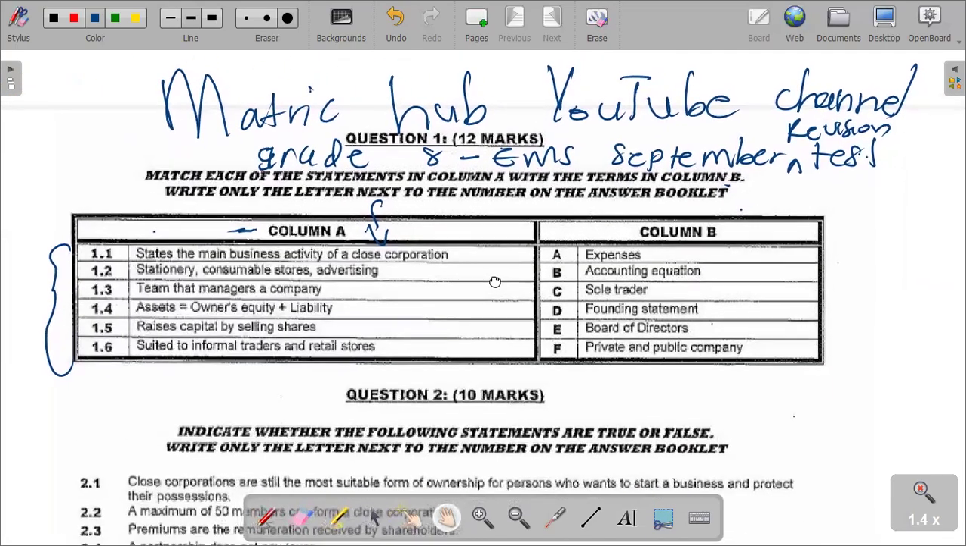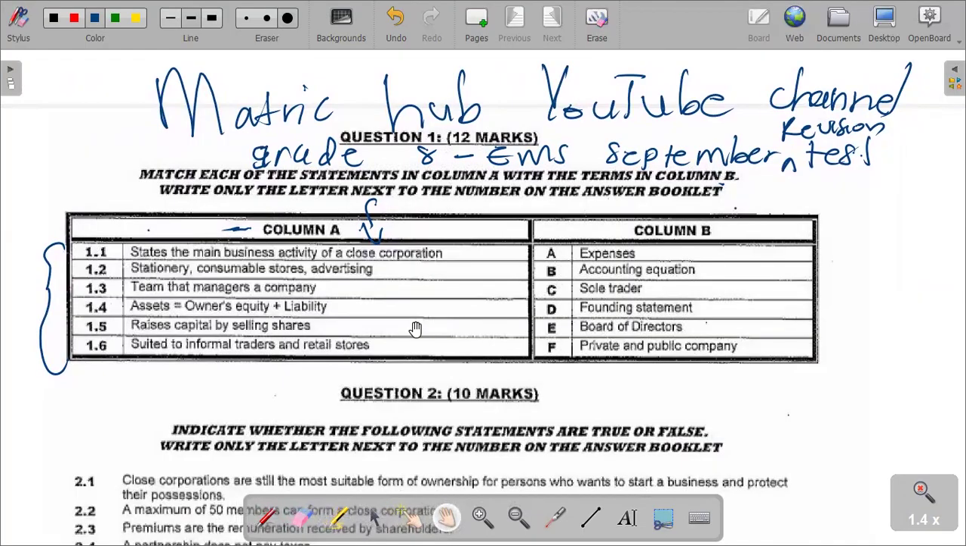So without wasting any further time, let's go to the first statement. The first statement says, state the main business activity of a closed corporation. So is it A, expenses? B, accounting equation? C, sole trader? D, founding statement? E, board of directors? Or F, private and public company? So the answer will be D.